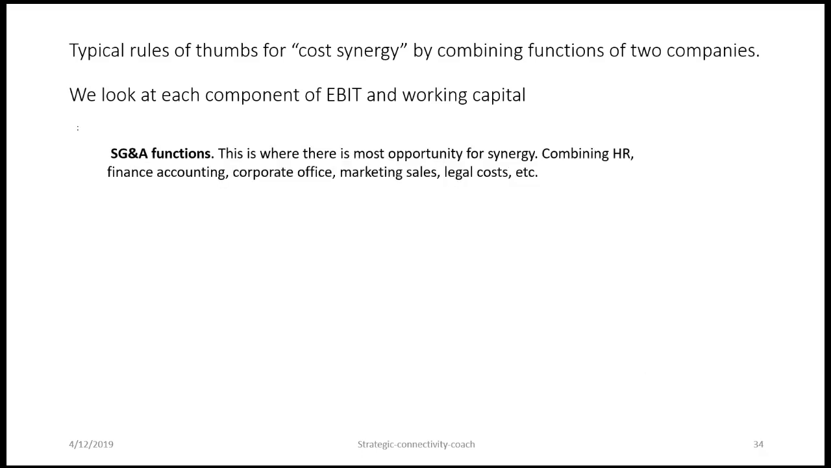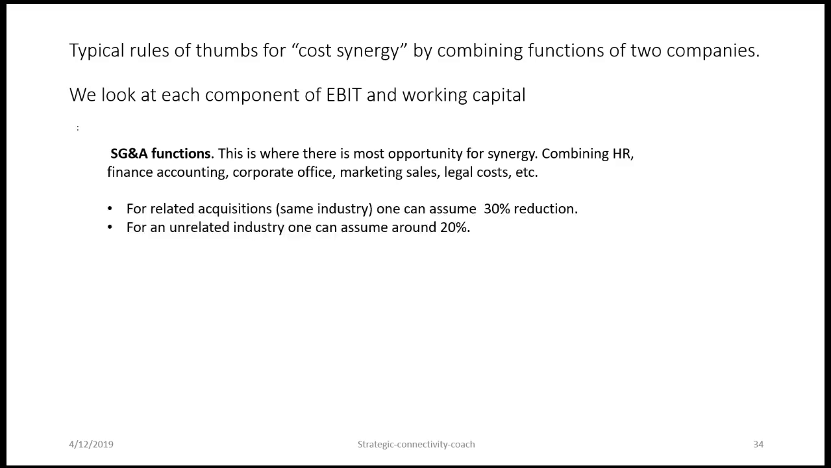Now, the SG&A function is where, typically, you find most of the synergies, because it is easier to combine the HR functions, the finance functions, the corporate office, the marketing, sales, and so on. And again, it depends. If it's related, same industry, you can assume 30% reduction.